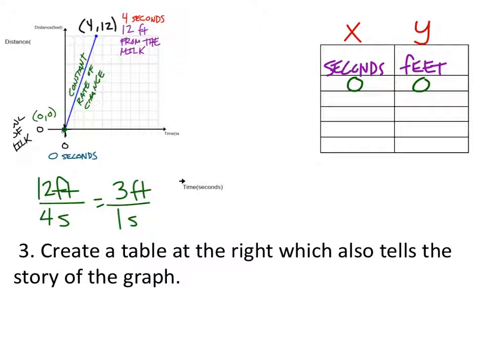But since it's traveling at 3 feet for every second, then after 1 second, we would expect it to have traveled 3 feet. Then after another second, it should have gone 6 feet from the bowl now. And 3 seconds means another 3 feet, and 4 seconds means another 3 feet. Okay. Now from this, we also did confirm that the point 4, 12, which was on the graph, is also in the table right there at 4, 12. That's just by using the rate of change to figure that out.